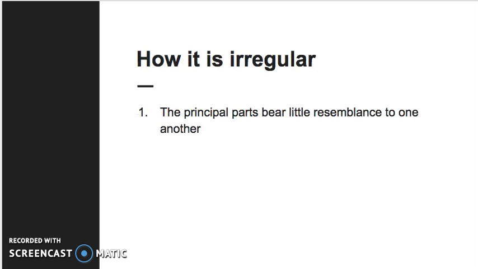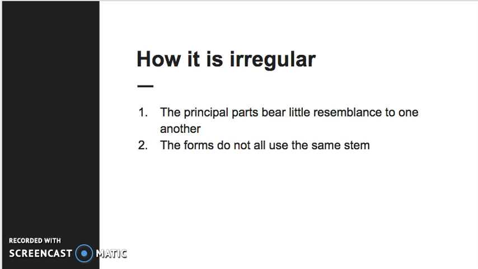All right, let's talk about why this verb is irregular. There are three primary reasons. The first is that the four principal parts bear little resemblance to one another. Normally, in a verb like, for example, amo, amare, amavi, amatum, the four principal parts have similar syllables, similar letters. They all fall into a set pattern. That's not the case with the four principal parts of this verb.